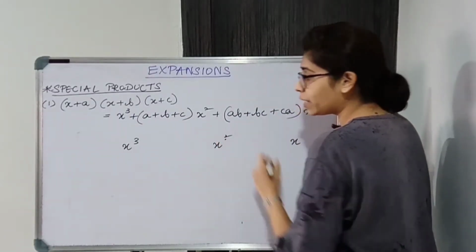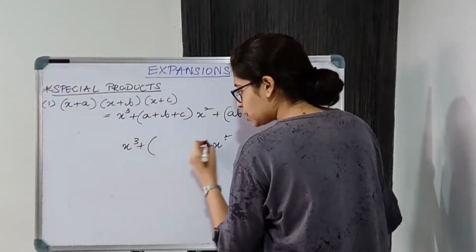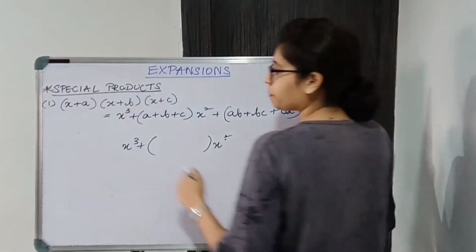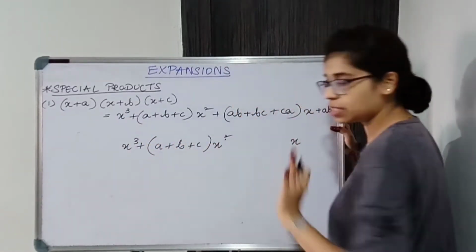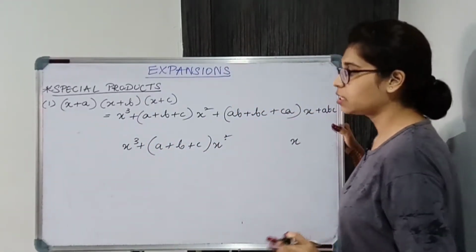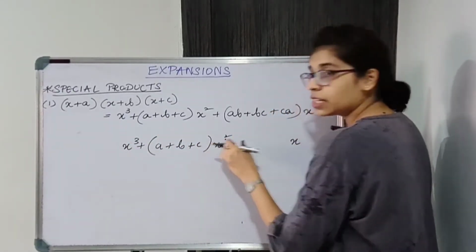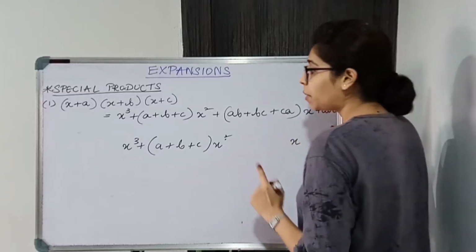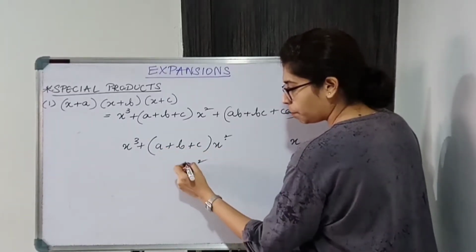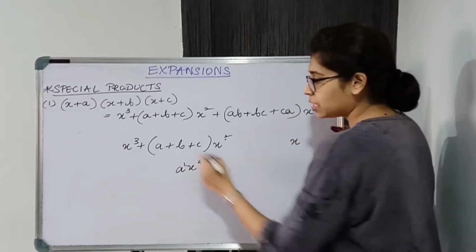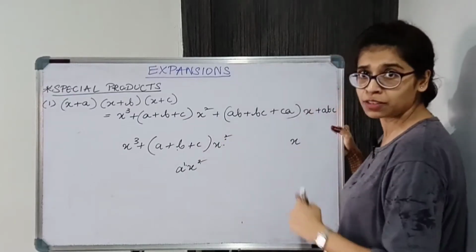Here the power is 2, so what we will do? Write down plus and then put brackets: A plus B plus C. Simple. So X cube, X square, X. With X square, there should be one more letter to make the power 3. A into X square, the power will be 3 when you add. Same thing with B into X square, and same thing with C into X square, the power will be 3.